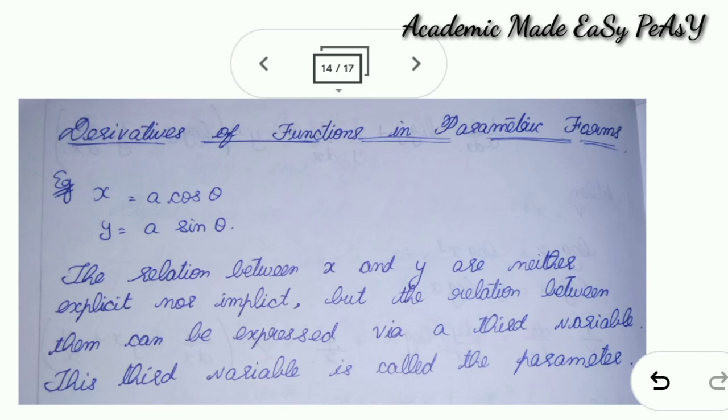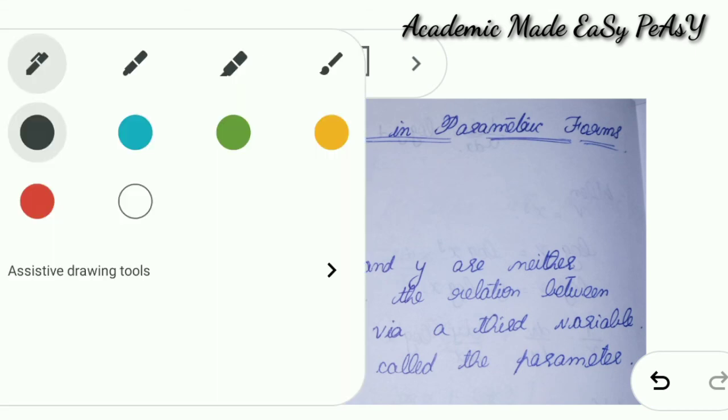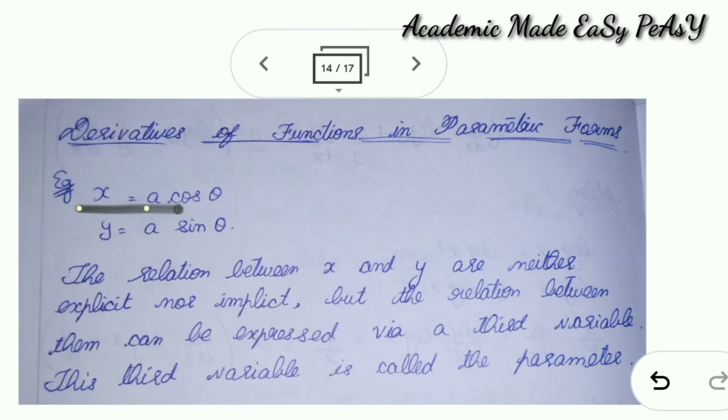Derivatives of functions in parametric forms. This is one of the important ones, because we will be just given two functions x and y. Till now what was given to us was a function y as f of x. Now here x is one function and y is another function, and we have some other variable that is assigned to it. What we will be doing here is taking this as the main variable.